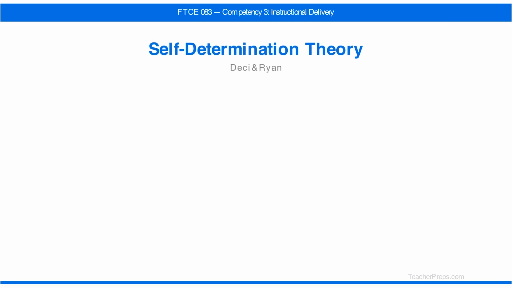The theory the exam draws from most for motivation is self-determination theory by Deci and Ryan. It identifies 3 psychological needs that drive intrinsic motivation. First is autonomy, the sense of choice and control. You foster autonomy through choice boards, learning menus, and student-directed projects. When students feel they have a say in their learning, engagement increases dramatically.